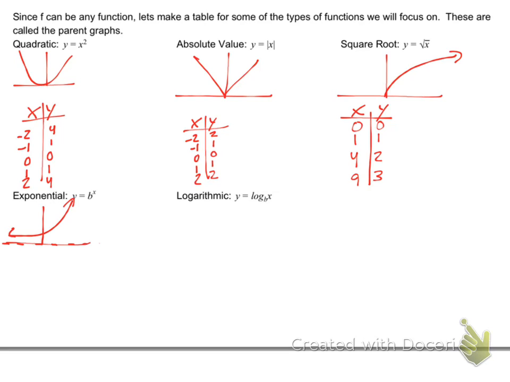So, y equals b to the x. That's your parent. Here's the cool thing about parents. They always have y equals 0. They always have 0, 1. 0, 1 would be your, not the origin. 0, 1 is that point that's crossing the y-axis. That's the y-intercept.